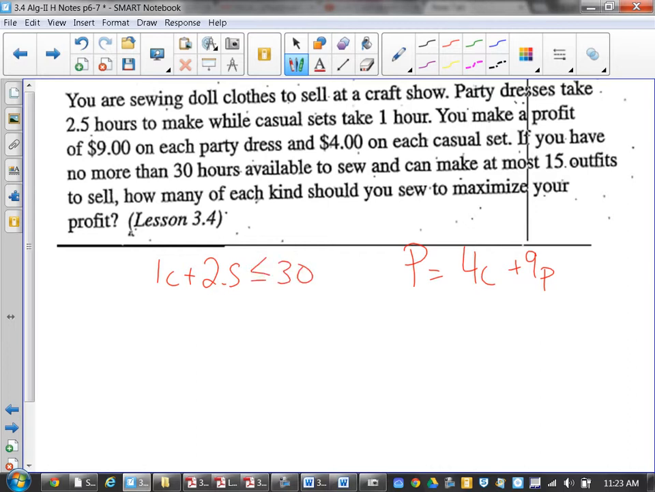Wait, you forgot the 2.5. I just set it aside as 30. I did that. Good, wait, yeah, and then the next one, you're just adding them together. Oh, now I see what I did wrong.